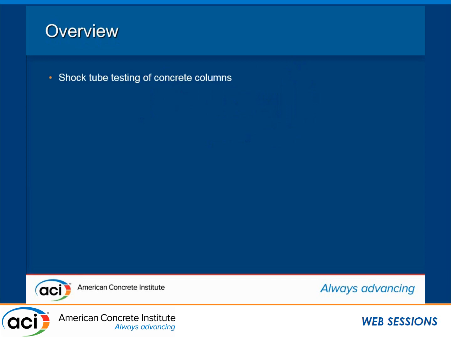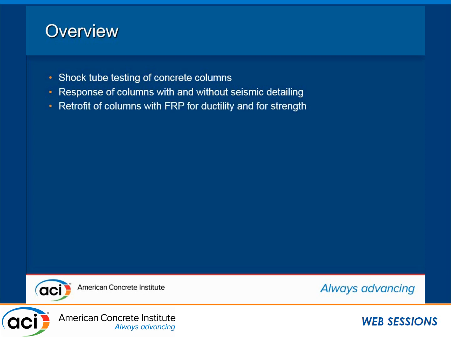Here I'll take you through a little bit on the shock tube testing of concrete columns and the simulation of explosive loads. Then we'll talk about the response of columns under these far range explosive load simulations for different detailing, so if it's a seismic or a non-seismic column. And then how can we retrofit columns with FRP to give that seismic detailing, to provide some ductility and to give us some strength. And finally, I'll spend just a bit of time on some newer work that I'm doing on the bond of FRP under high strain rates, and this has implications to blast design.